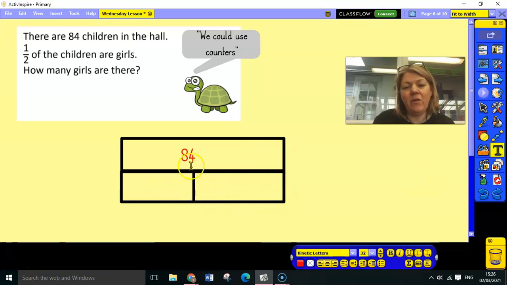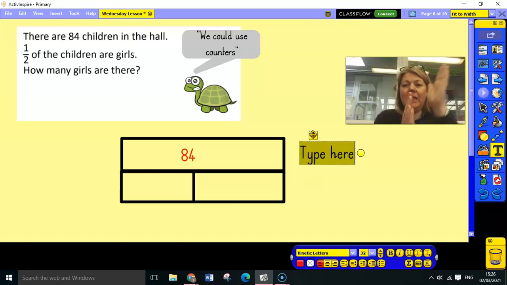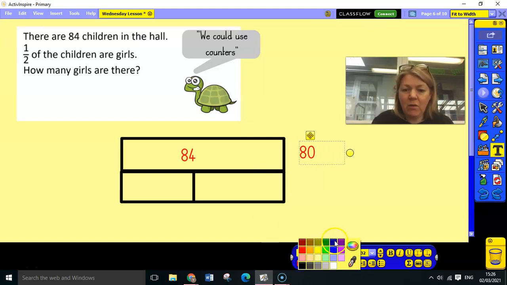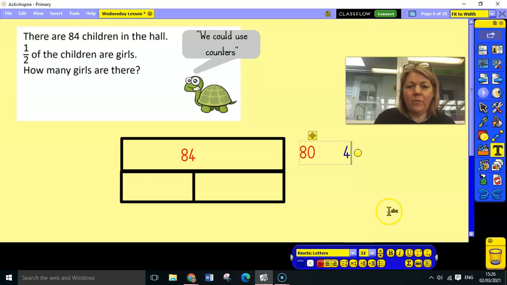Now, if I think about my 84, how could I partition it into tens and ones? Yeah, you're right, aren't you? I can see that I've got an 80, that's my tens, and I've also got a 4, that's my ones. Okay, I'm going to make my 4 here blue as well so you can see it clearly. So all I've got to do is split my 80 between 2 equal parts.